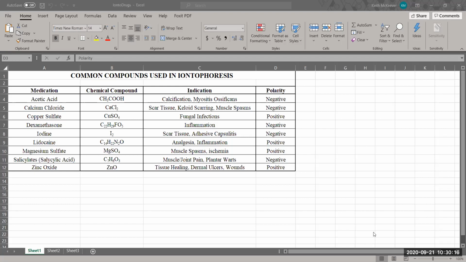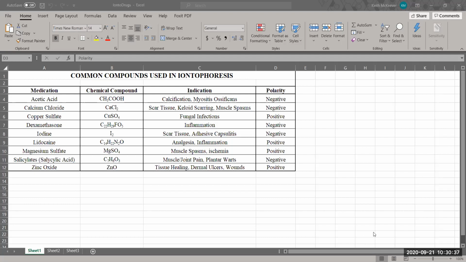So let's just take a step back and rehash Ionto. With Ionto, you're going to have an active pad and a dispersive pad, right? The dispersive pad is just to complete the circuit. That's all it's going to do. The active pad is the one that you're going to put the medication on.